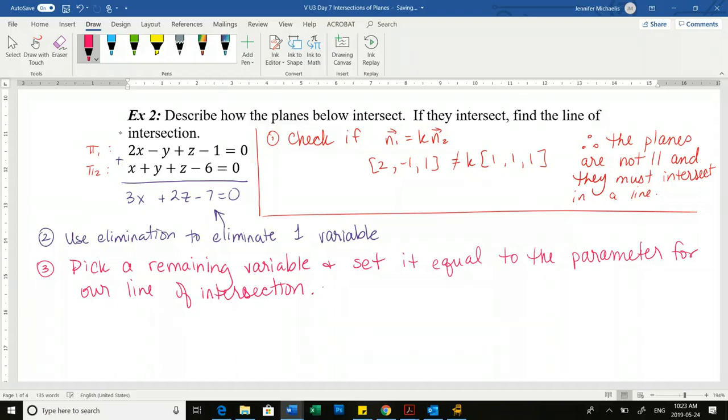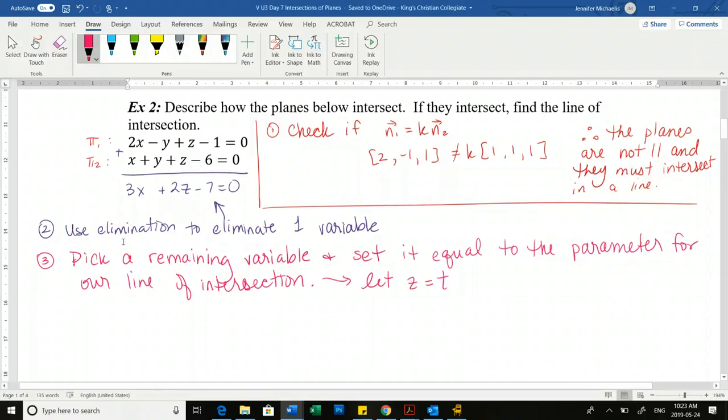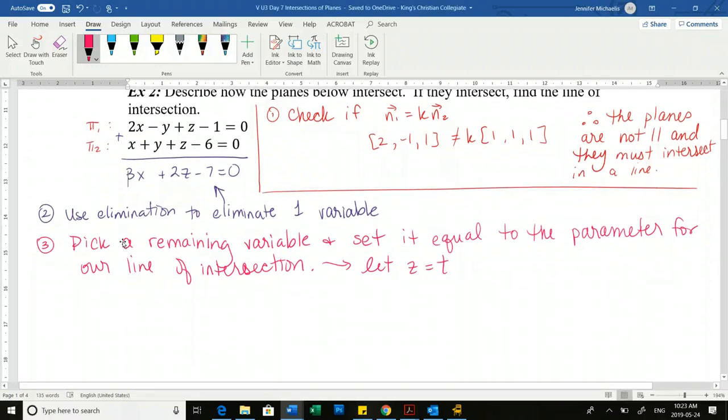Okay, so for example, in our case, maybe we'll let z equal t. Or I should say z, because we're Canadian. Our job in our equation here is to solve for the remaining 2 variables, the ones that we did not let equal t, in terms of our t parameter. So I want to solve for x, and I want to solve for y. That makes this all work together.